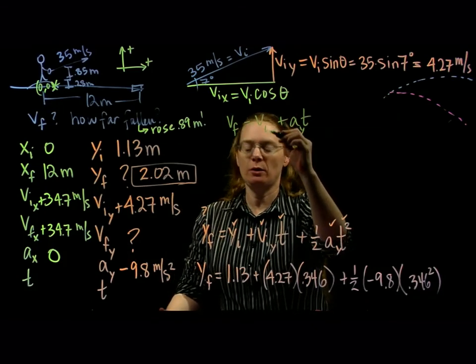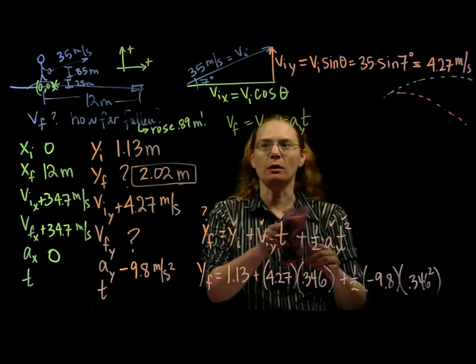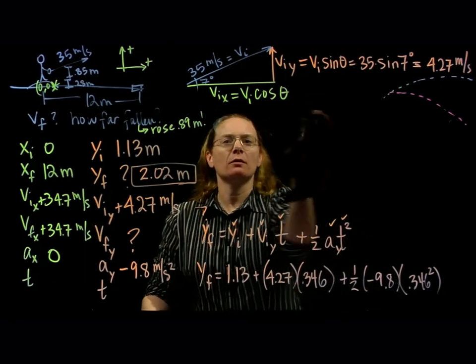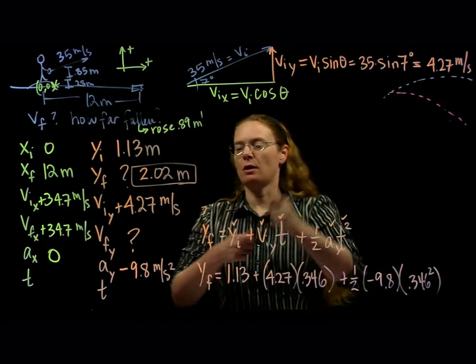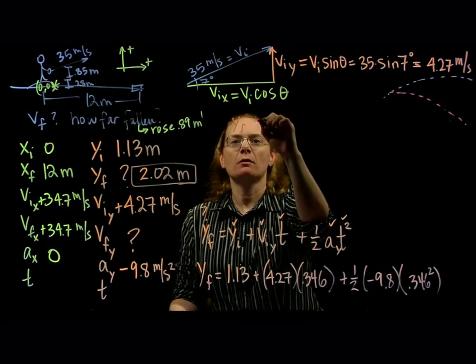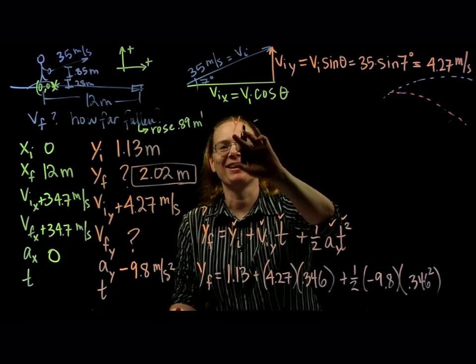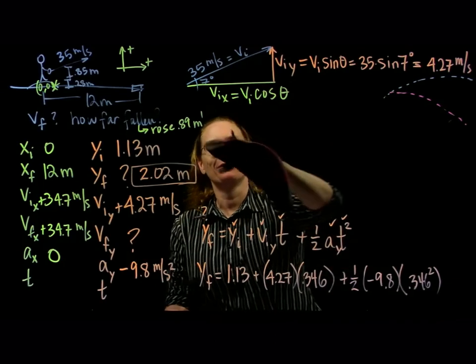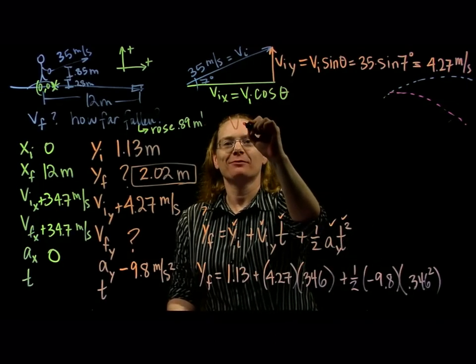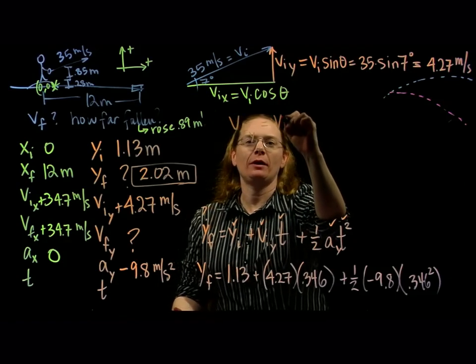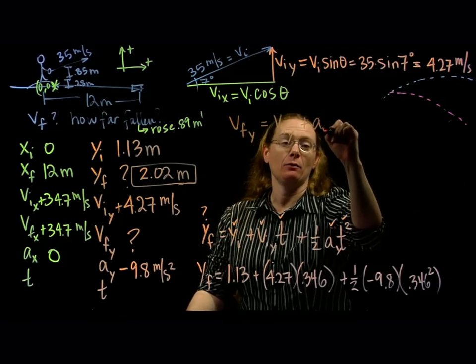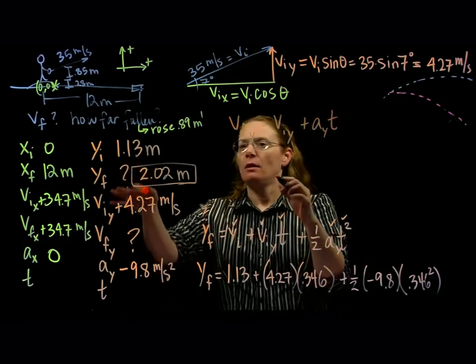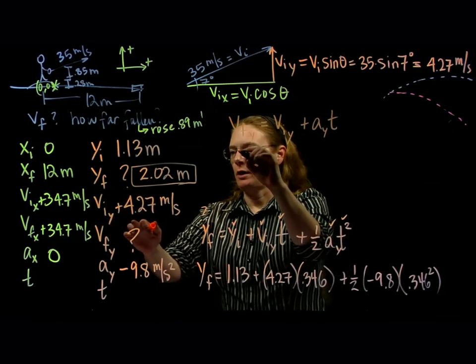Oops, I'm in the wrong color. Bad me. We don't want that. Okay, orange color. Got to keep them straight. Now I just did the wrong thing there. Try again. Third time's the charm, right? V final y equals v initial y plus a y t. V final y is what we want.